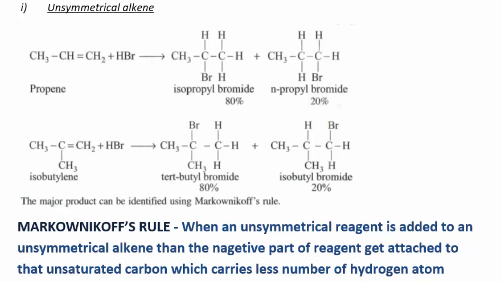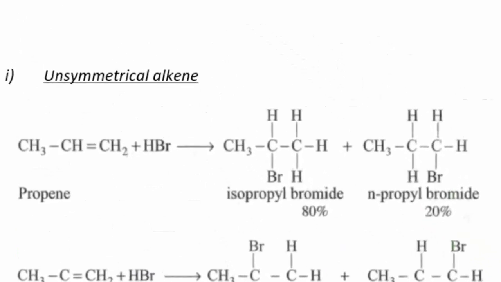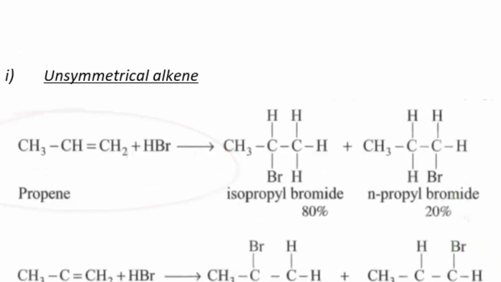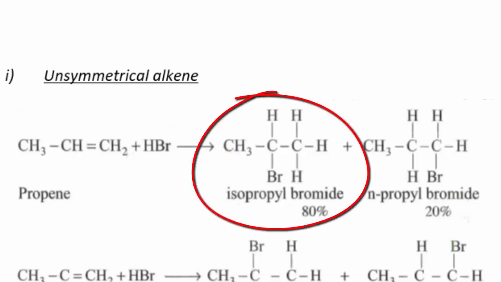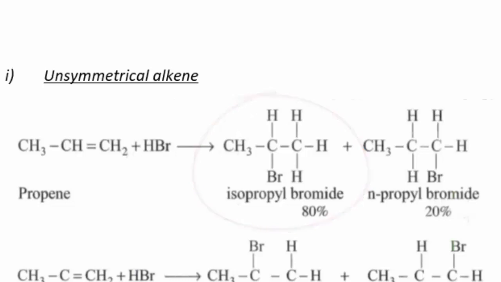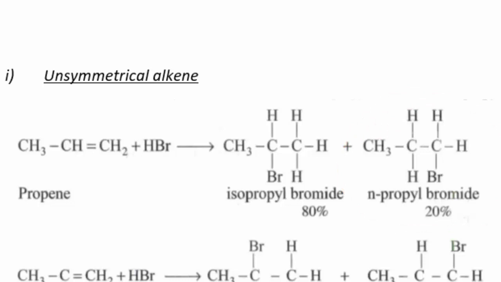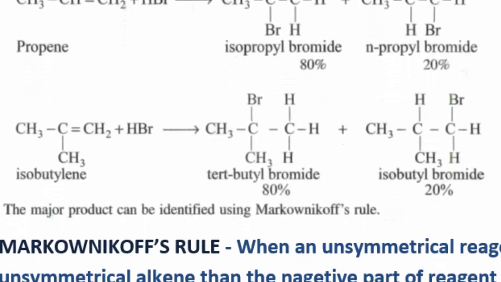Now let us take the example of propene. So when we are reacting propene with hydrogen bromide, we'll get two different types of product. First one is known as isopropyl bromide, and second one is known as n-propyl bromide. So out of these two products, isopropyl bromide will be the major product and n-propyl bromide will be the minor product. Another example of unsymmetrical alkene is isobutylene.